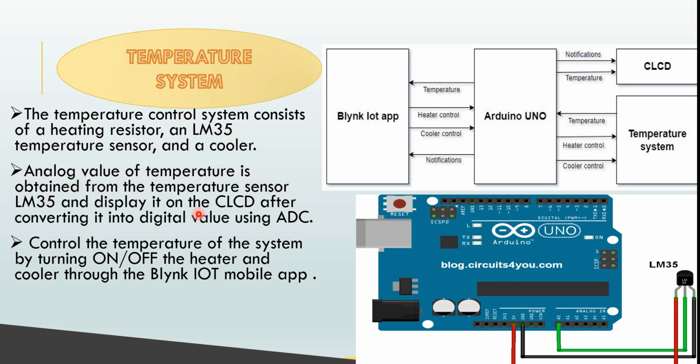An analog value of the temperature is obtained from the temperature sensor and displayed on the LCD after converting it into a digital value. Actually, the temperature will be in analog form only, right? So it will detect it, convert it from analog to digital, and send it to the LCD to display how much temperature is present in the room. We control the temperature of the system by turning the heater and cooler on or off through the Blink IoT mobile app.